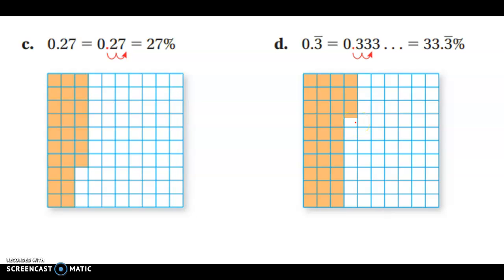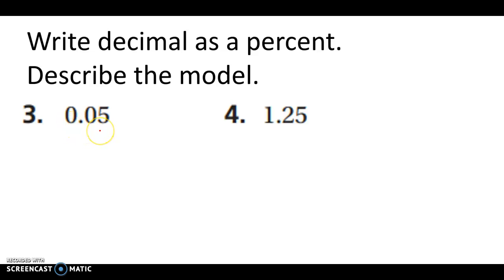So let's try 0.05. If we're going to do this one, we're going to move our decimal 2 places to the right. So we end up with 5%. And then the model would have 5 boxes filled in. And this one right here, number 4, you're going to move your decimal 2 places to the right. So you end up with 125%, which means you're going to have 125 boxes shaded, which is one box totally shaded, and then 25 boxes of a second.